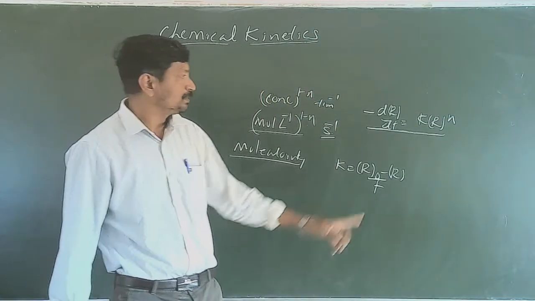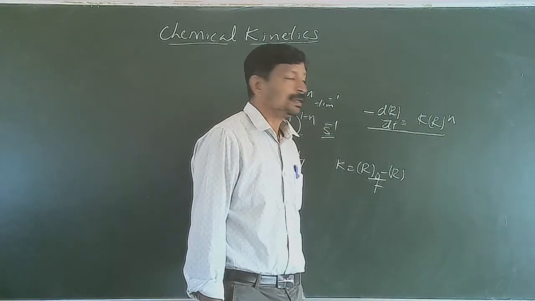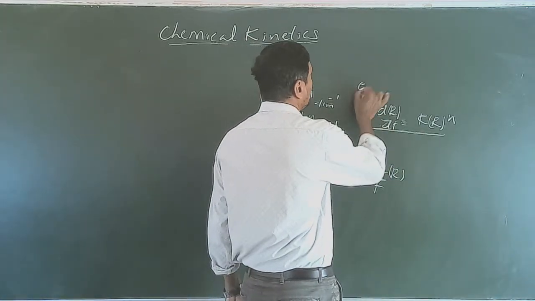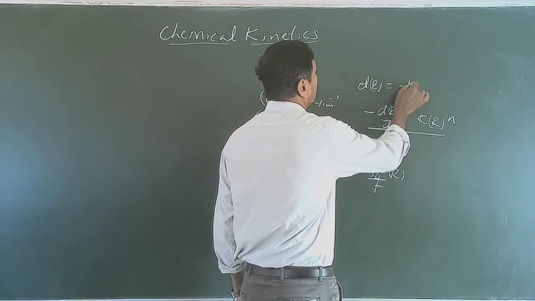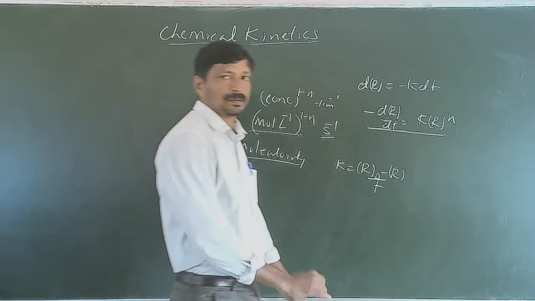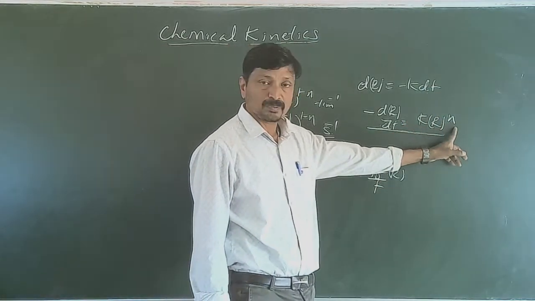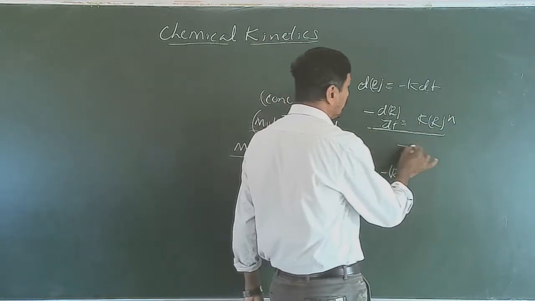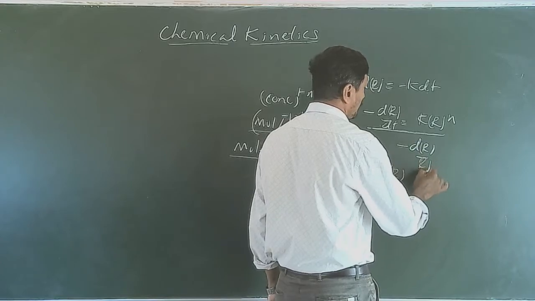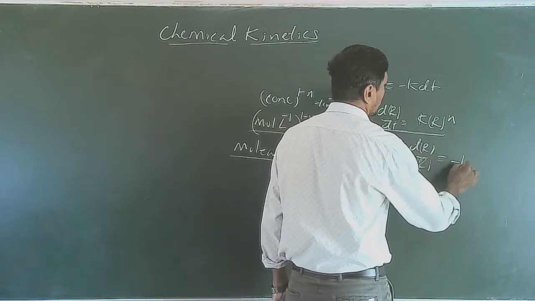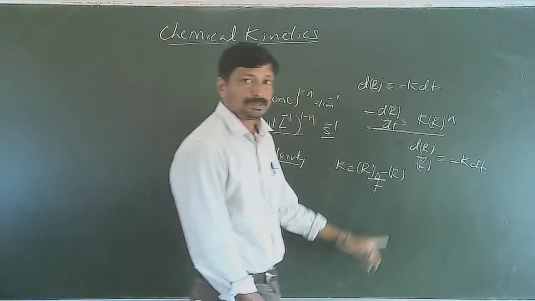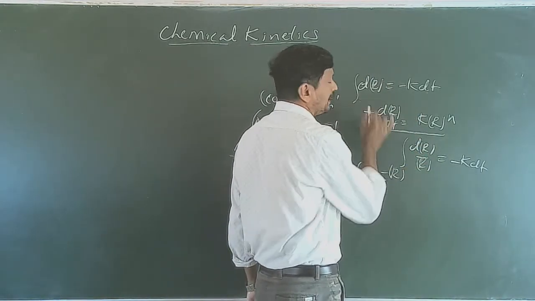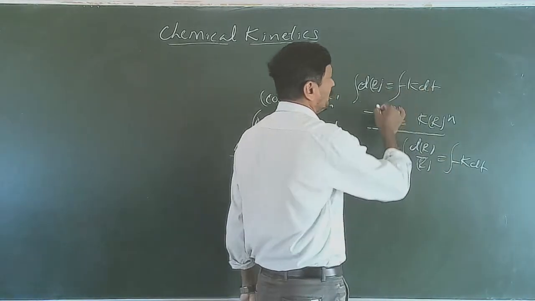Here, n is equal to 0, then R to the power 0 is equal to 1, then you have to integrate dR for zero order reaction. For first order reaction, n is equal to 1, then R raised to 1 is equal to R. Therefore, you have to integrate dR by R is equal to K dt. So, only the left hand side is different. Here, on the right hand side, both sides K dt.